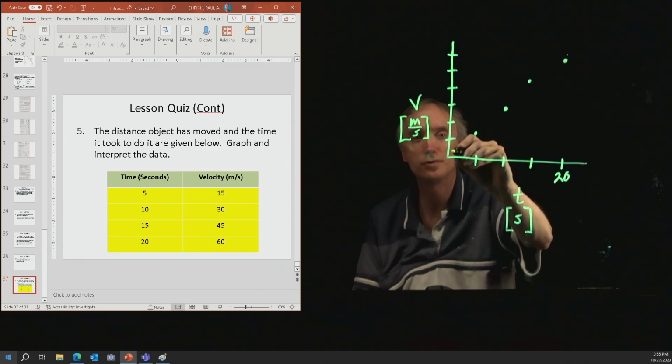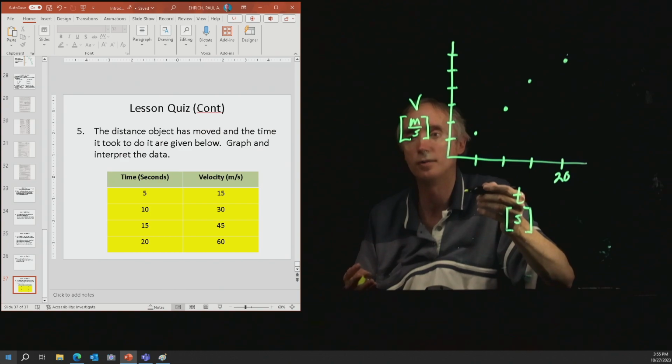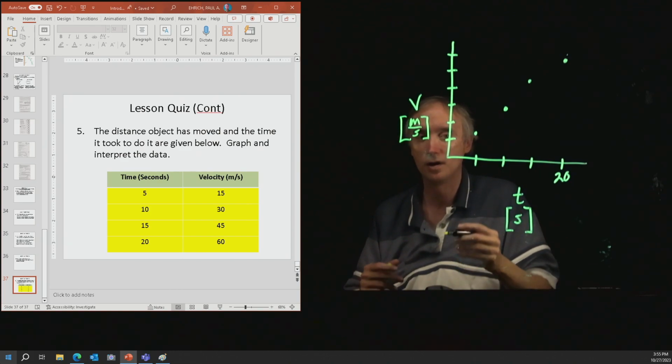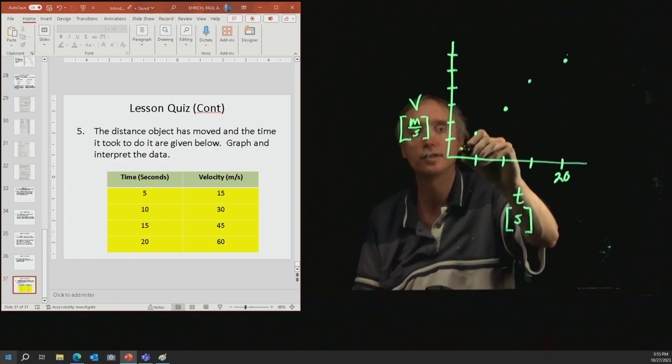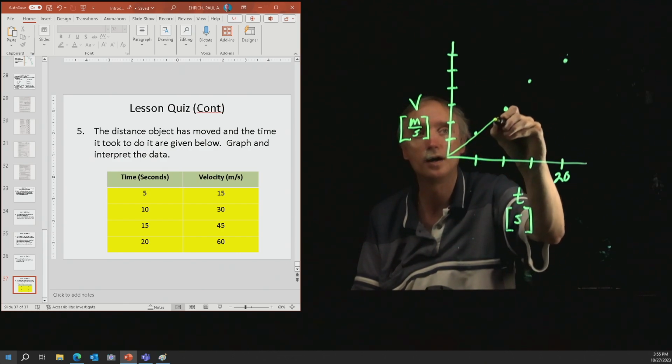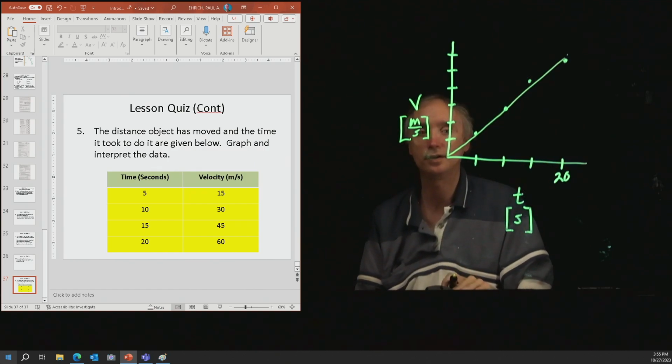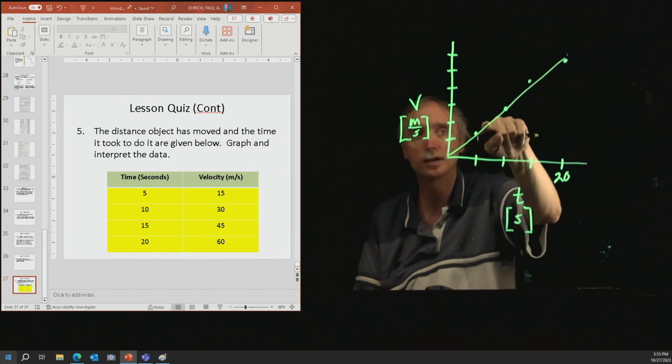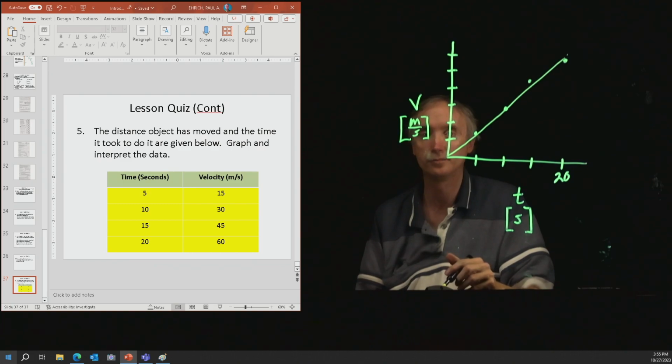So the question is, what is this thing trying to tell you? Well, if you did a really good job, and I encourage you to do this on a nice piece of paper with a ruler and measure everything out very accurately, it should be a straight line. So when you connect all of those points, it's a straight line.